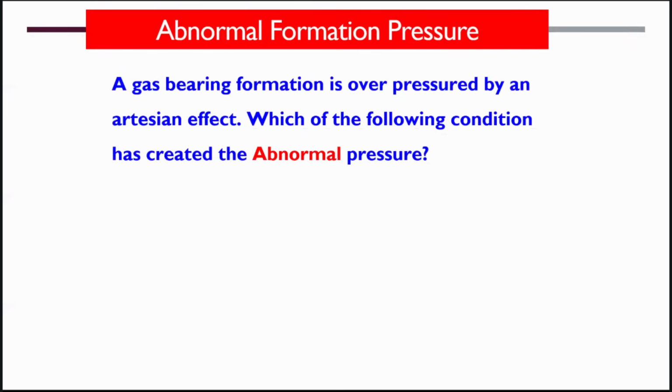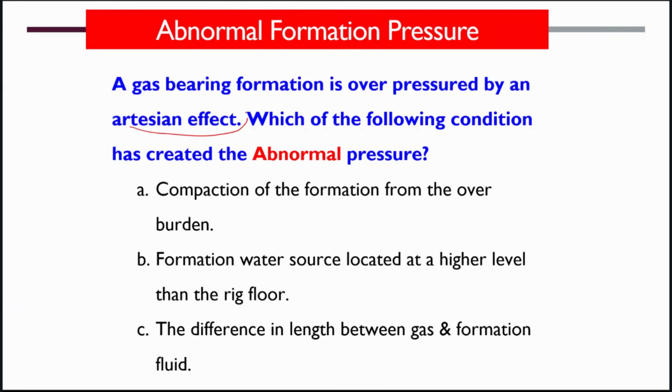So in this question, a gas bearing formation is overpressured by an artesian effect. Which of the following conditions has created abnormal pressure? Whenever you see artesian effect, you should know the water source is higher than where we are drilling. It means the formation water source is located at a higher level than the rig floor. This is the correct answer.